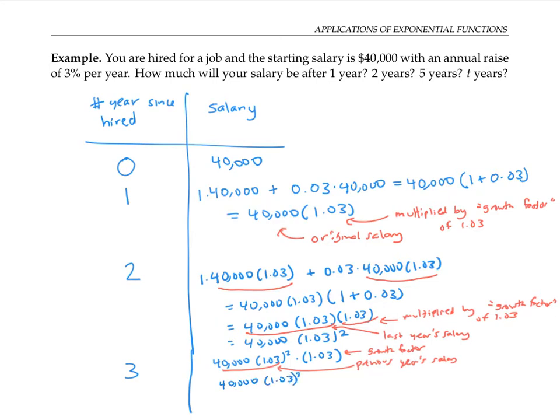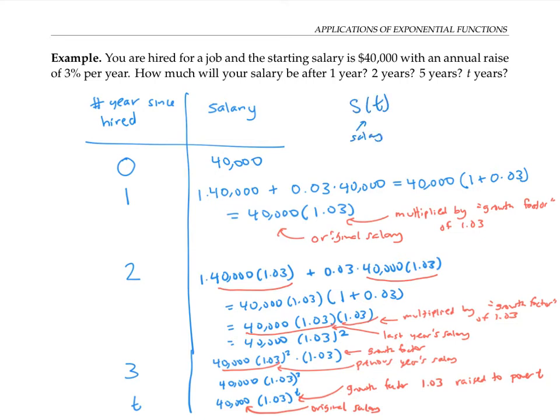And in general, if you're noticing the pattern, after T years, your salary should be 40,000 times 1.03 to the T power. In other words, your salary after T years is your original salary multiplied by the growth factor of 1.03 taken to the T power. Let me write this as a formula. S of T, where S of T is your salary, is equal to 40,000 times 1.03 to the T.